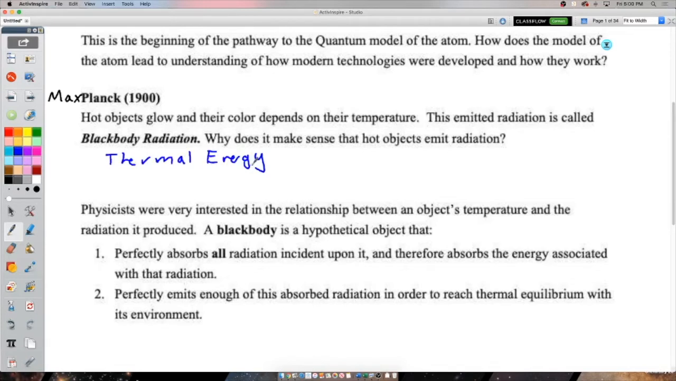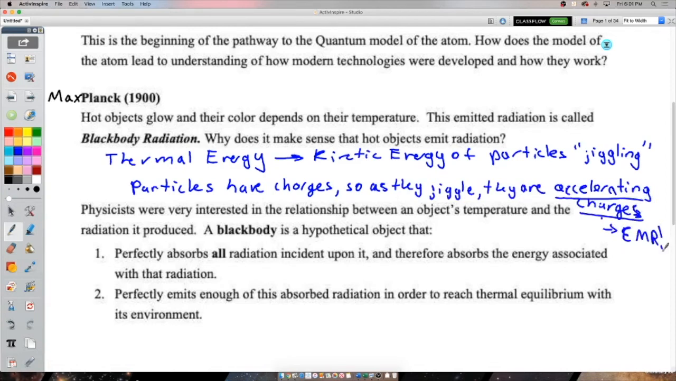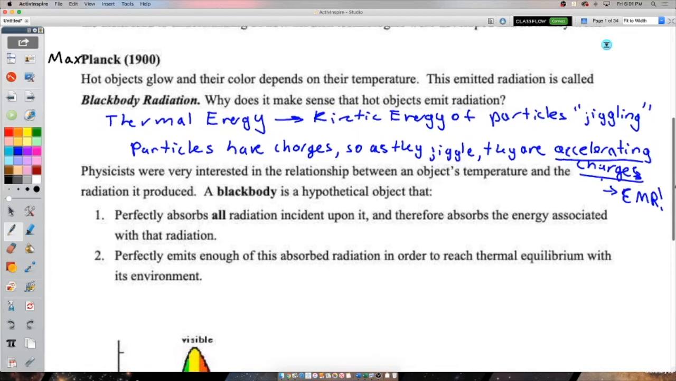So thermal energy is really just the kinetic energy of those particles jiggling, right? That's why when you melt something to take it from a solid to a liquid, you make its particles jiggle faster and faster until they break apart into a liquid. And then keep doing that and they break even further apart. They get even more kinetic energy and become a gas. Right? And as they jiggle, they are charges, and so they jiggle and accelerate and produce EMR.